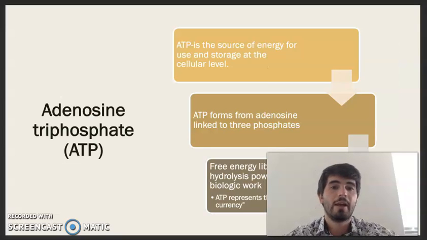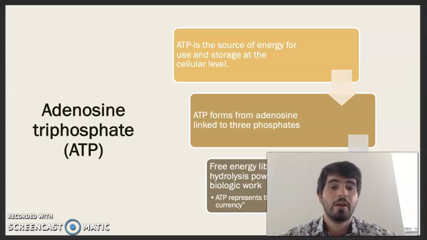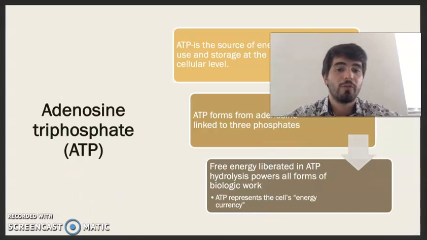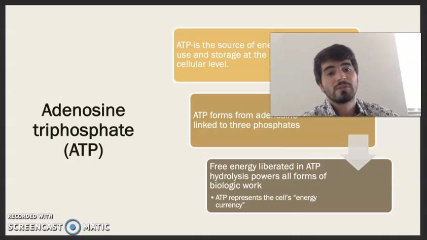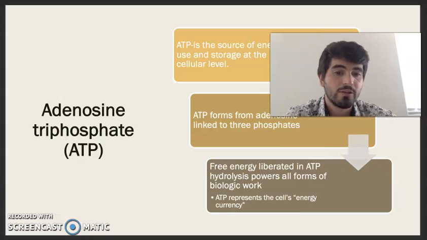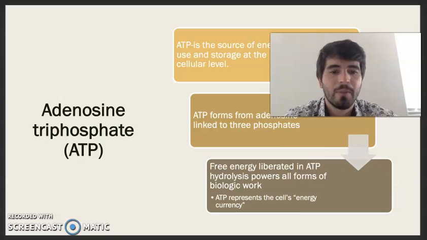Adenosine triphosphate, or ATP, is the source of energy used in storage at the cellular level. Adenosine triphosphate is basically adenosine that links with three phosphates. It's also free energy liberated in ATP. Hydrolysis powers all forms of biological work. ATP is often regarded as the energy currency of the cells.